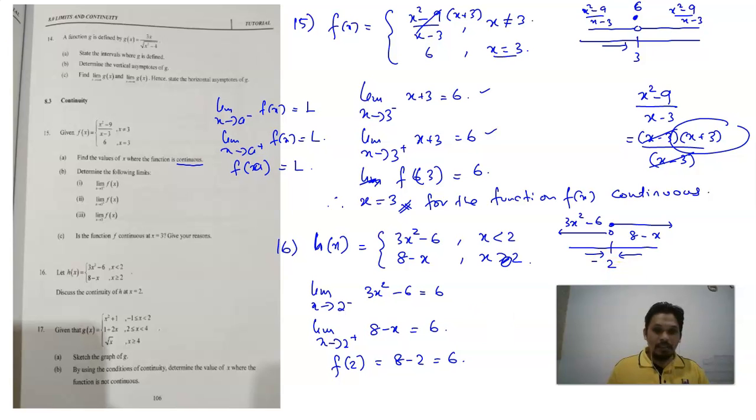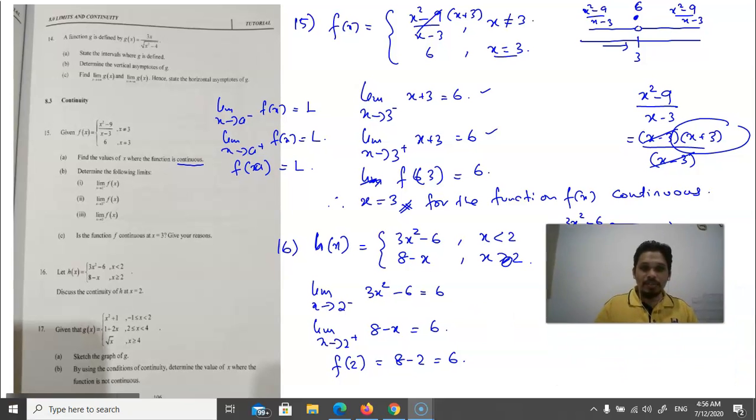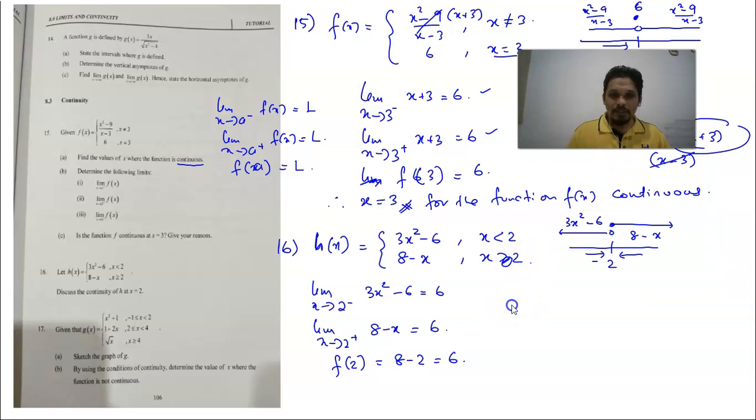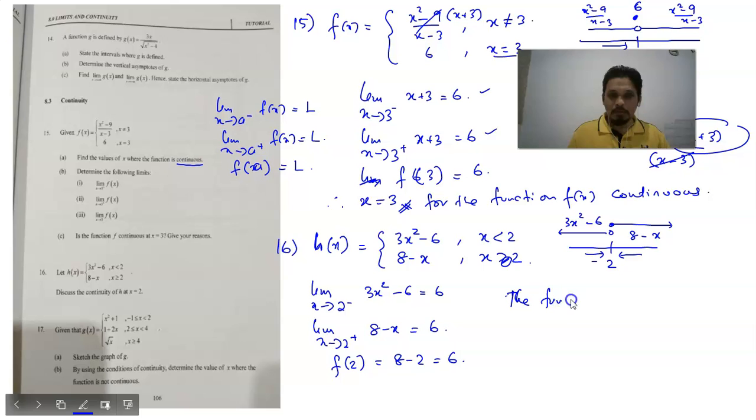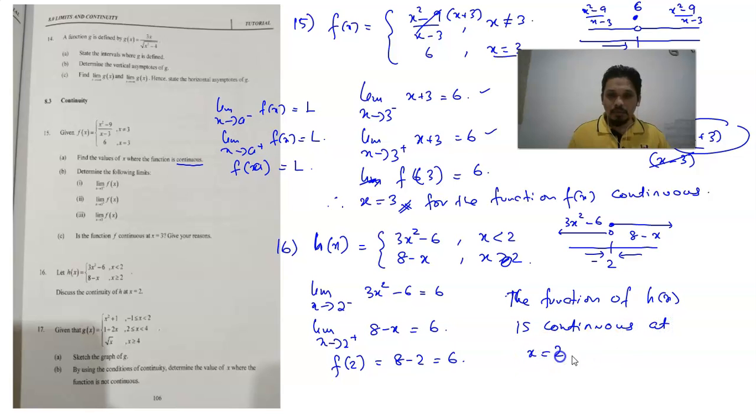So this function is continuous. The function h(x) is continuous at x equal to 2. The limit from the left of 2 exists, the limit from the right also exists, they are equal to 6, and when x is exactly equal to 2 it also equals 6, which means it is continuous at x equal to 2.